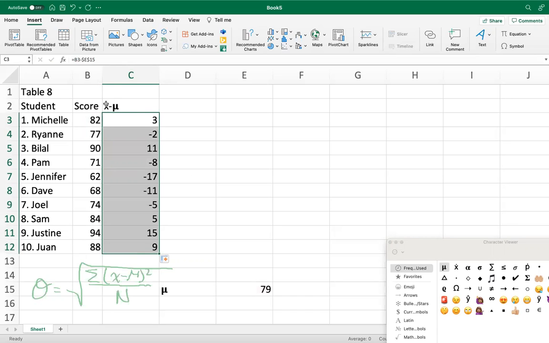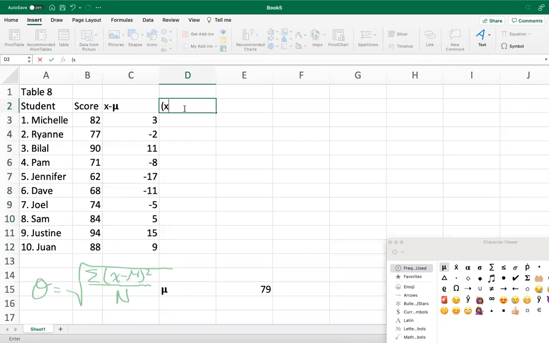So now with this, we have the deviation about the mean. So we have this inside part right here. Perfect. Now the next thing we have to do is take the square of each of these values. So square all of these values.